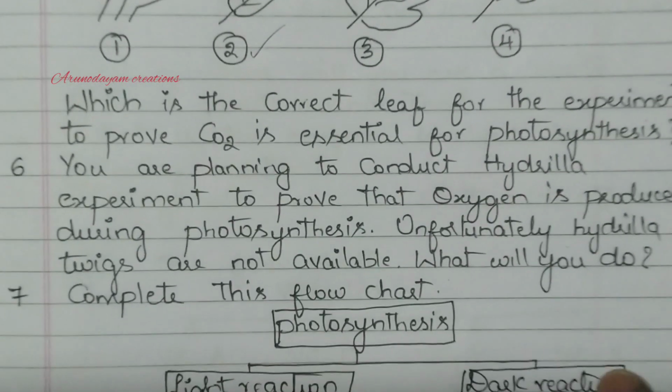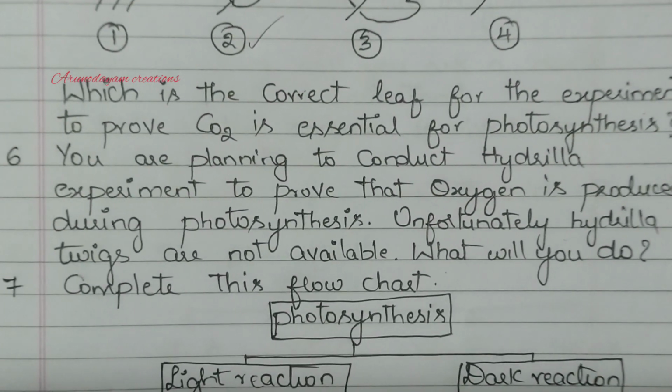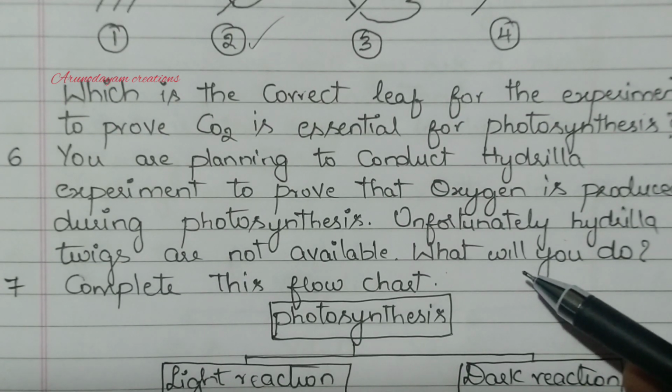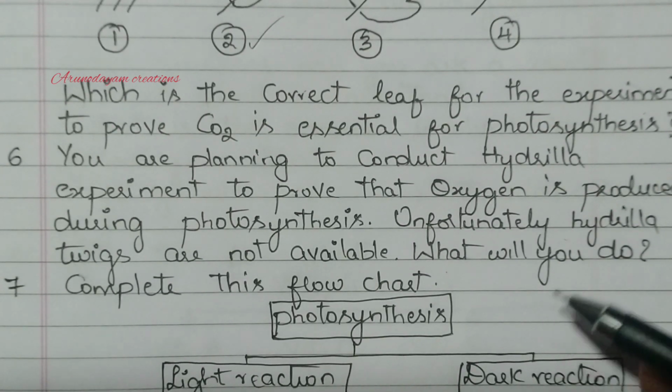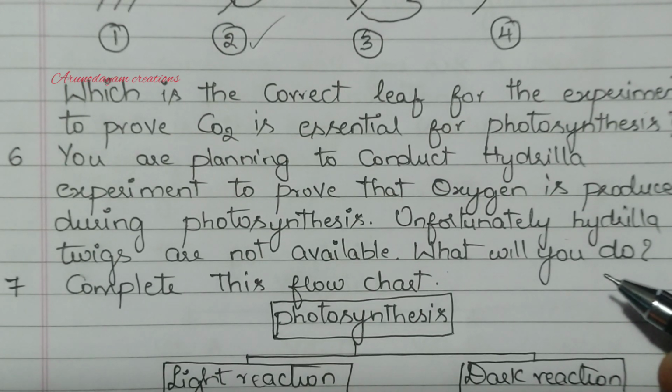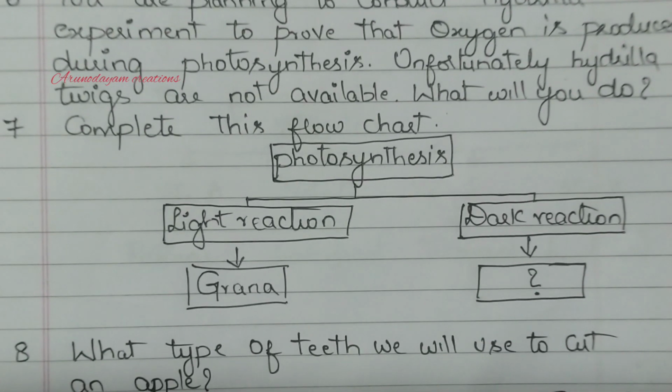Next, sixth question. You are planning to conduct the hydrilla experiment to prove that oxygen is produced during photosynthesis, but hydrilla twigs are not available. What will you do? What alternative plants will you take? We can take Elodea plants, which are also aquatic plants. Elodea plants.